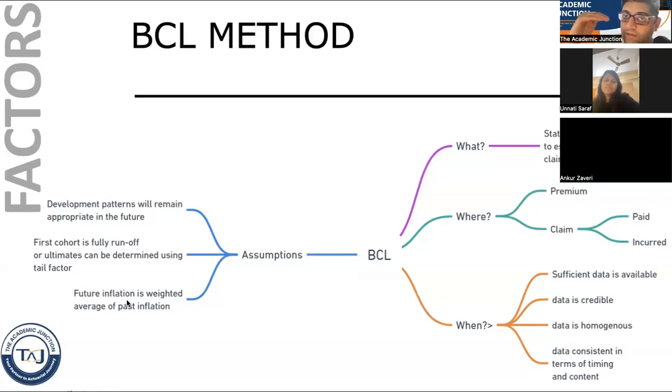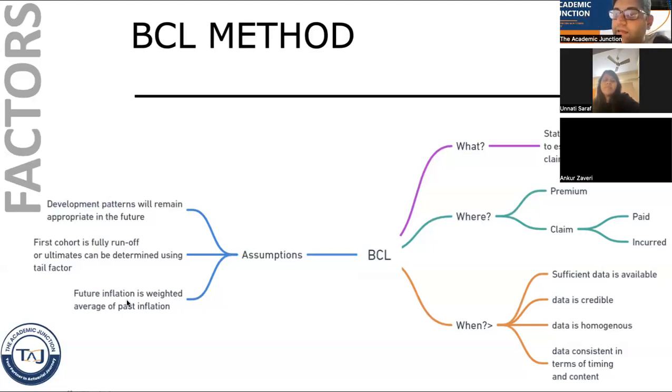Now, as important as the data being homogeneous, the data should also be consistent in terms of timing and content. I cannot have data for one line for the past 3 months and then data for another line from the past 7 or 8 months. That doesn't work, because the development factors are going to start getting distorted when you don't have consistent data. So data being consistent, credible, homogeneous, and sufficient are all assumptions that you can make when you're writing exams. If they tell you to state your assumptions, these are some of the assumptions that you can talk about.